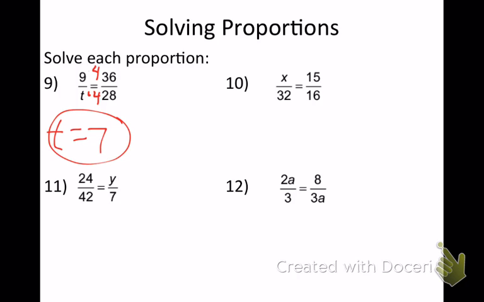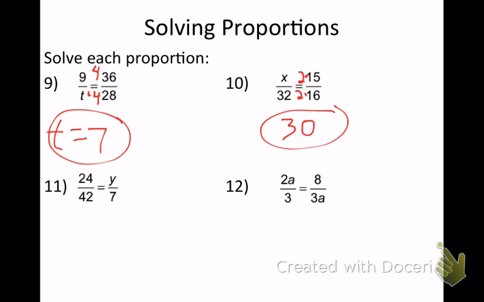10. x over 32 equals 15 over 16. Let's look here. 32 divided by what is 16? Or I could say 16 times 2 is 32. So 15 times 2 is? 30. x is going to be 30. You see how we can use equivalent fractions to solve some of these problems.